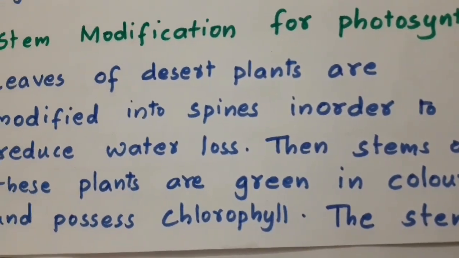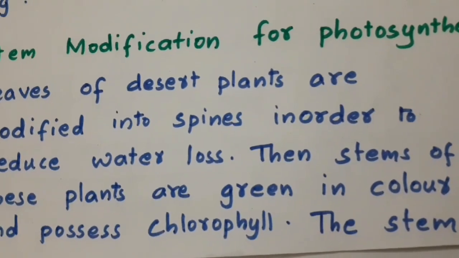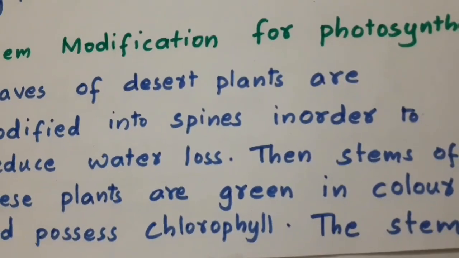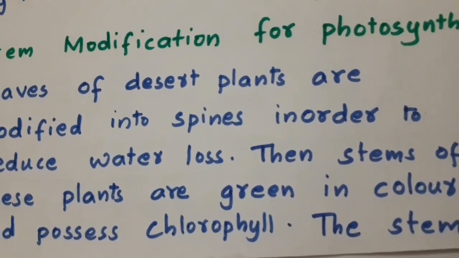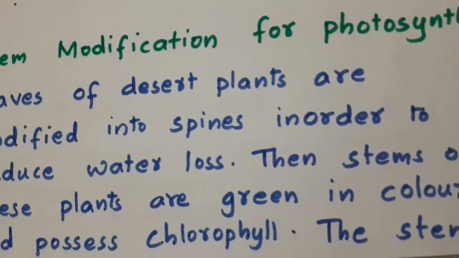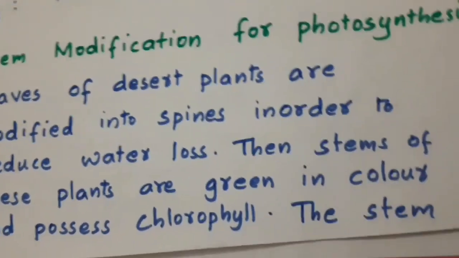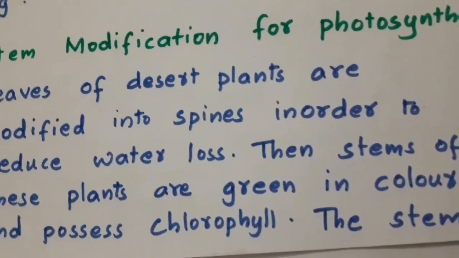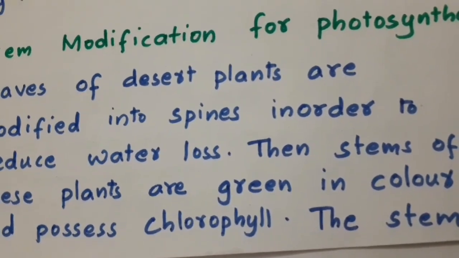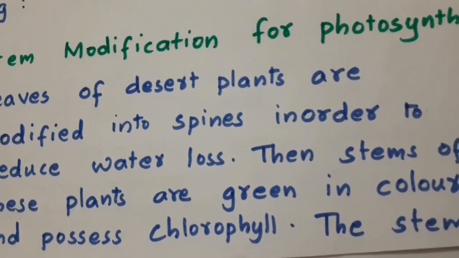Leaves of desert plants are modified into spines in order to reduce water loss. We know that in desert the rainfall is very low. So, if the leaves are big leaves, then the water will be lost as transpiration. So, to reduce water loss, the leaves are modified into spines. Then, stems of these plants are green in color and possess chlorophyll. That is why it is green in color.